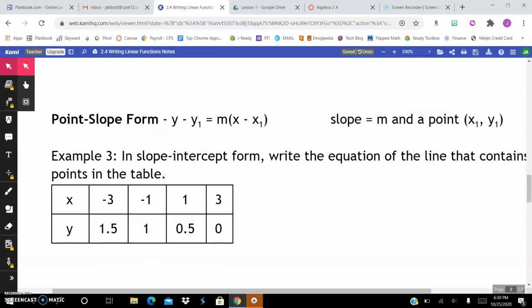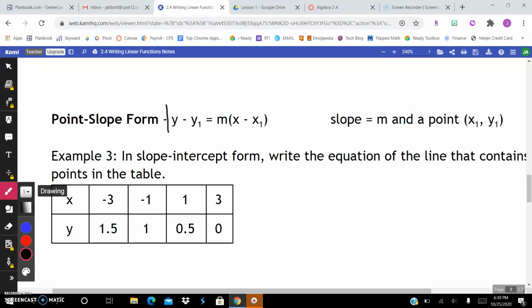Point slope form here. We are going to look at plugging in numbers and having this formula to work with. Now, this formula can be changed pretty quickly into slope-intercept form, which is the mx plus b that we've been working with. So here is the formula. You definitely want to write that down.